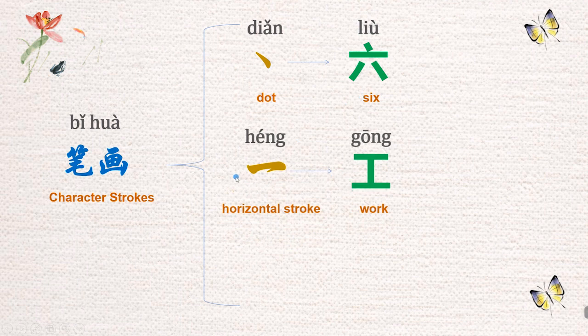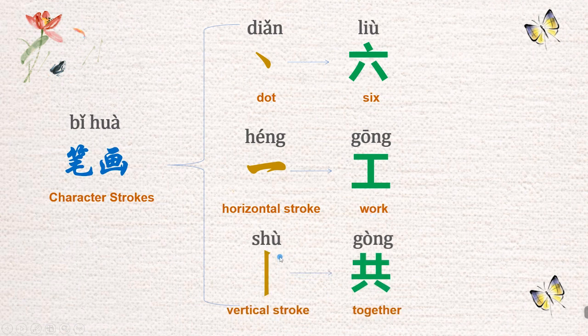And this stroke here is called 横. In English, it means horizontal stroke. And this character here has a 横 on it. See, it actually has 2 strokes of this 横. And this character is pronounced as 工 and it means work.